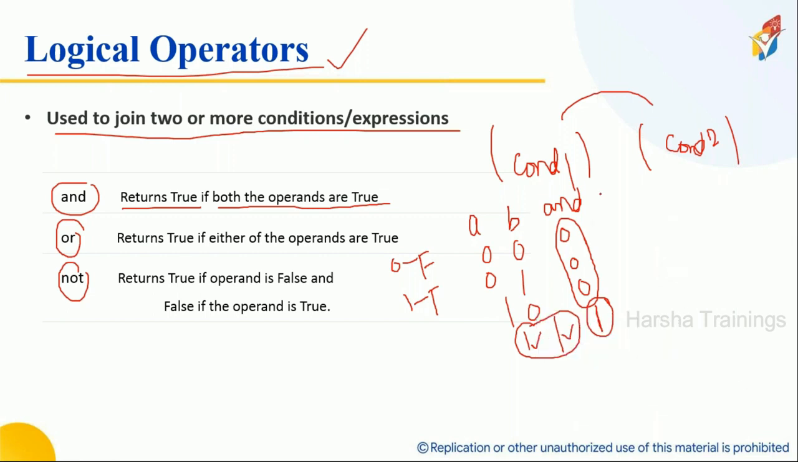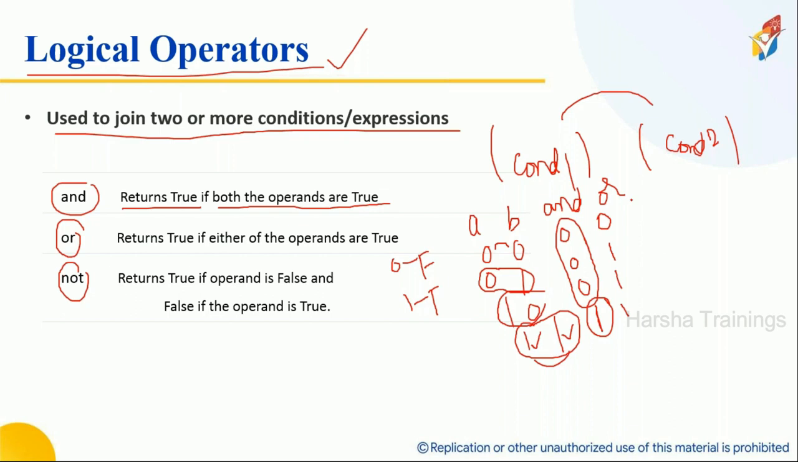Let me go to the OR operator. The OR operator returns true when any one of the operands is true. Here, out of these 2 operands, one operand is true. And when both operands are false, then only the result is false. This is about the OR operator.